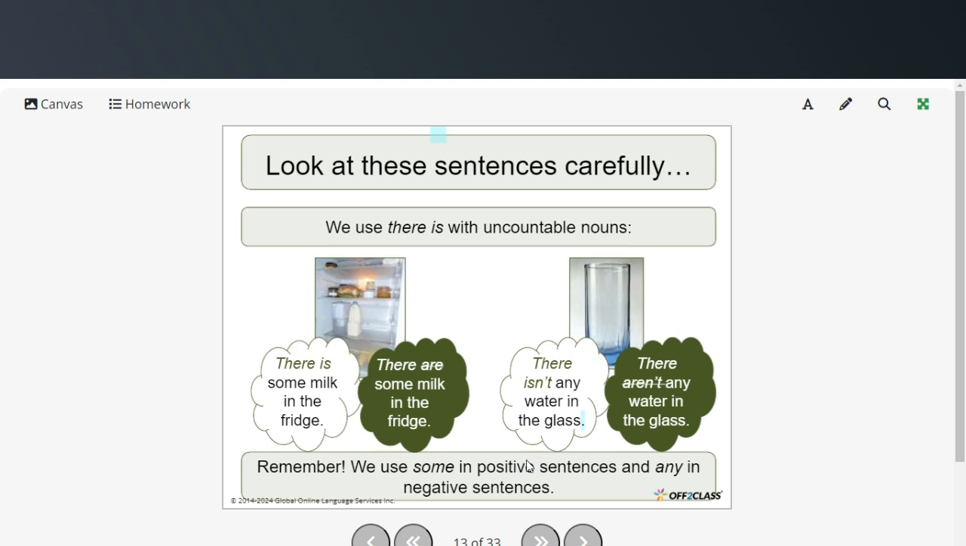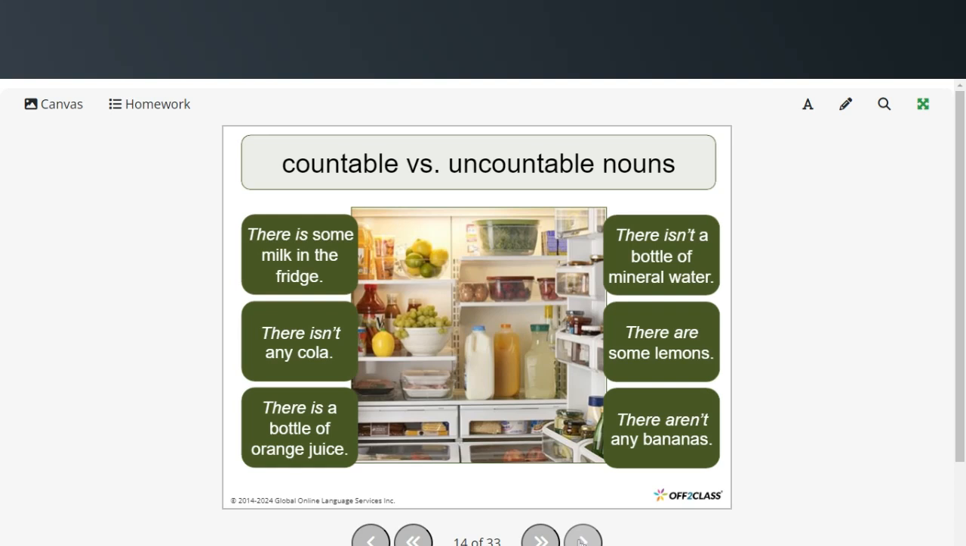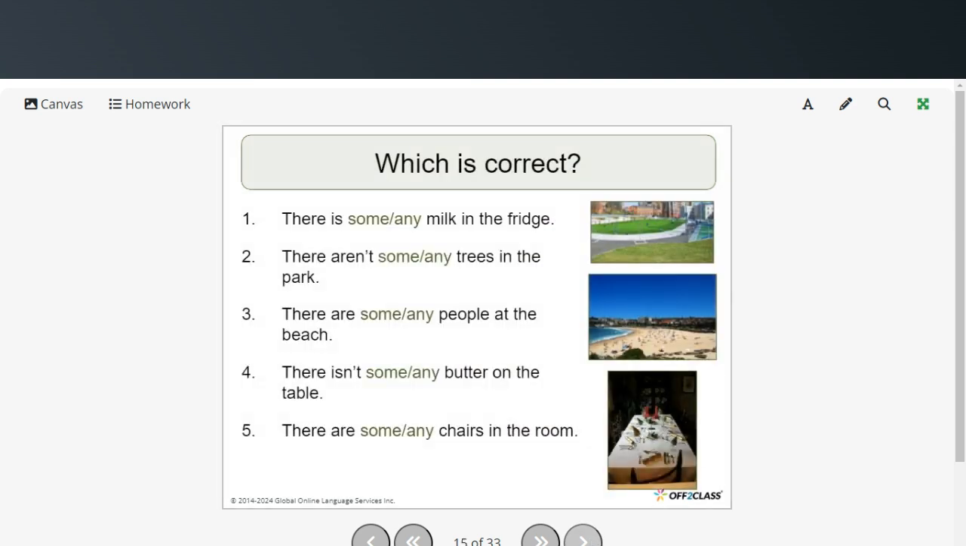Remember, we use some in positive sentences and any in negative sentences. So there is some milk in the fridge. There isn't a bottle of mineral water. There isn't any cola. There are some lemons. There is a bottle of orange juice, and there aren't any bananas. So now you'll choose the correct word to complete each sentence.